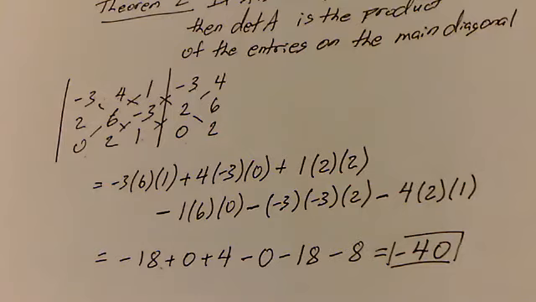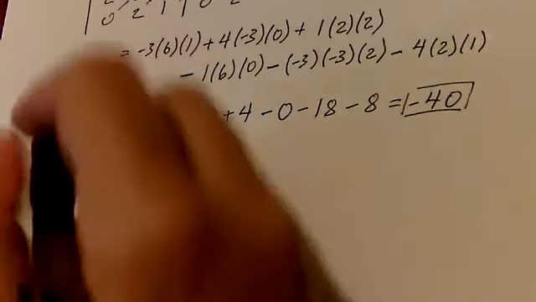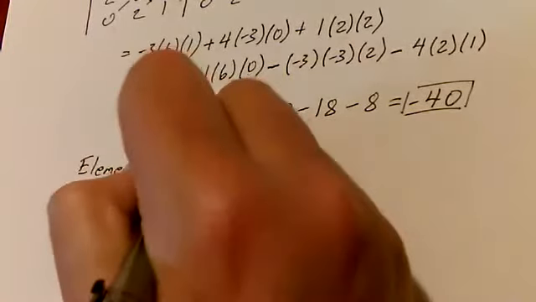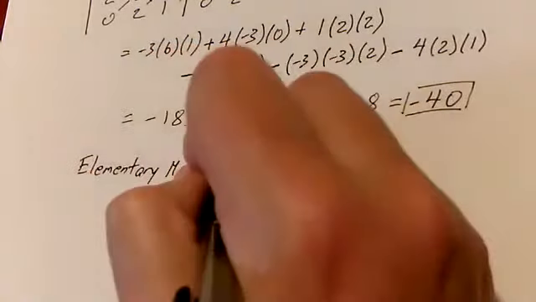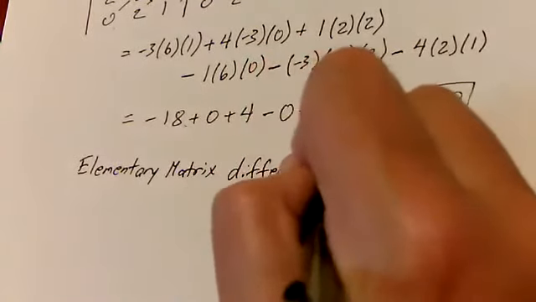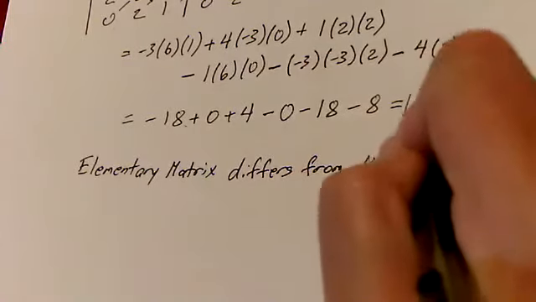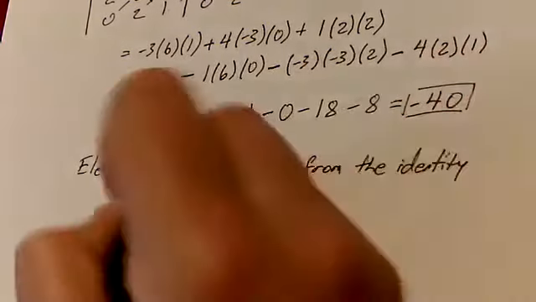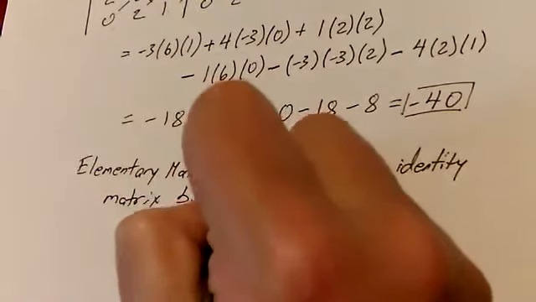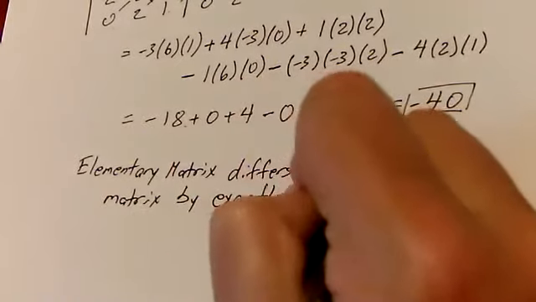Now we're going to talk about a couple more types of matrices and things that we do with determinants. One type of matrix I have is called an elementary matrix. And an elementary matrix differs from the identity matrix by exactly one row operation.